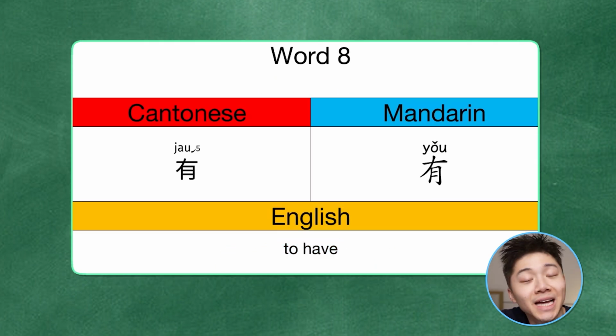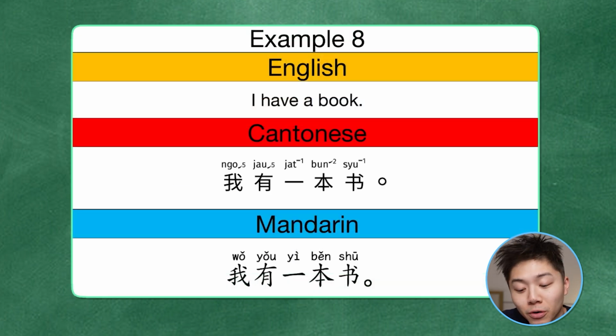Next, in word number 8, to have. In Cantonese, 有, which means to have. In Mandarin, 有. Let's look at an example. I have a book.